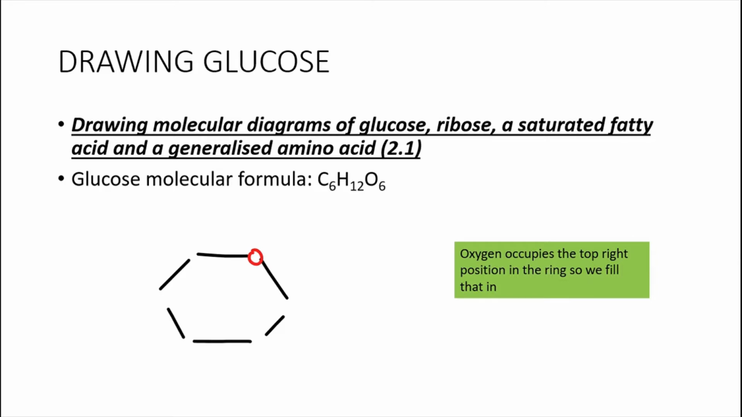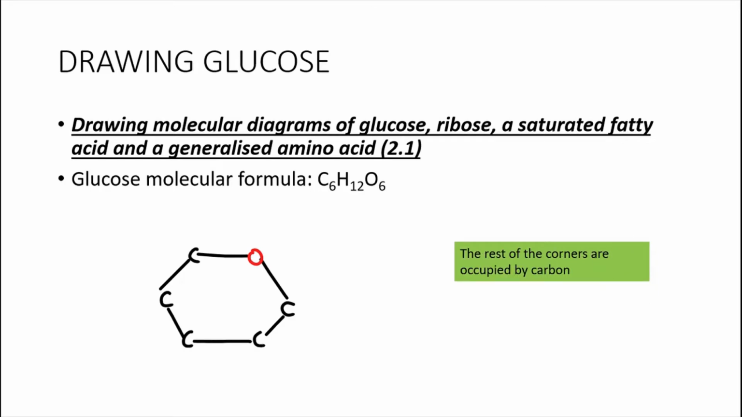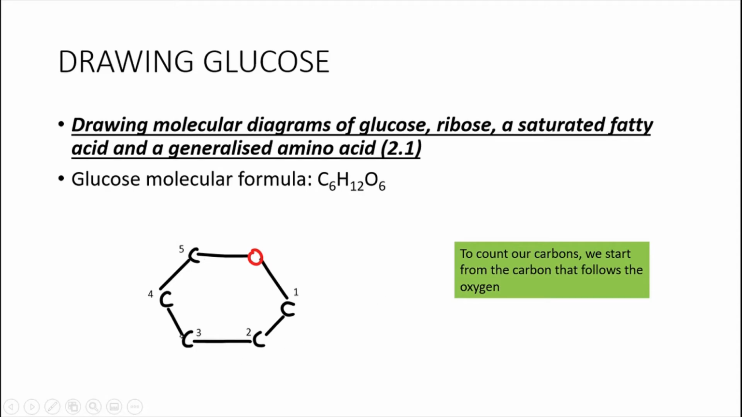We fill in all the other spaces with carbons, and when we want to count our carbons, we start by looking at the carbon after the oxygen. So this would be our first carbon, or carbon 1. This would be carbon 2. This would be carbon 3, 4, 5. So this is how we number our carbons. And we can see here that we only have 5 carbons, so we need to add one more. We add that in here. So this is our carbon 6. Remember, we start counting from the carbon after the oxygen: carbon 1, 2, 3, 4, 5, all the way to carbon 6.